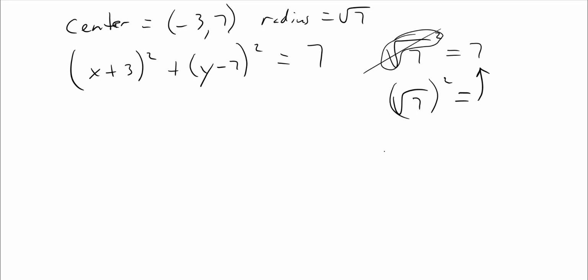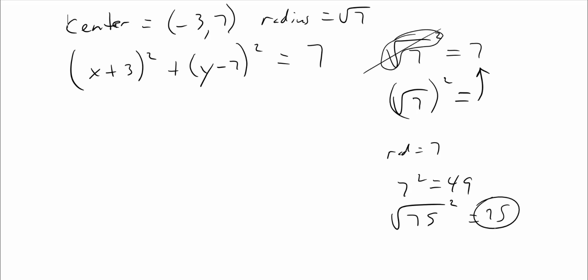Okay? If the radius was 7, that's different. 7 squared is 49. But the square root of whatever number, the square root of 75 squared is 75. When you square a square root, it goes away. Anyway, that was my center. Okay, let's just do one more. I can fit it over here.